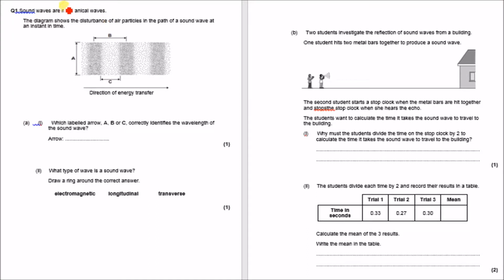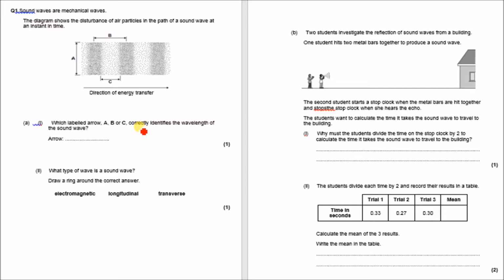Right, so the first question asks about sound waves being mechanical waves, and the diagram shows the disturbance of air particles in the path of a sound wave at an instant in time. So we've got point A here, point B, and point C, and this is the direction that the energy is transferring, so it's going from here to here. Which label arrowed A, B, or C correctly identifies the wavelength?